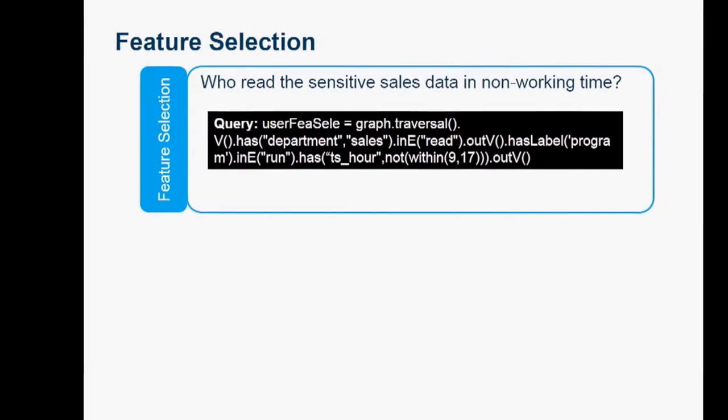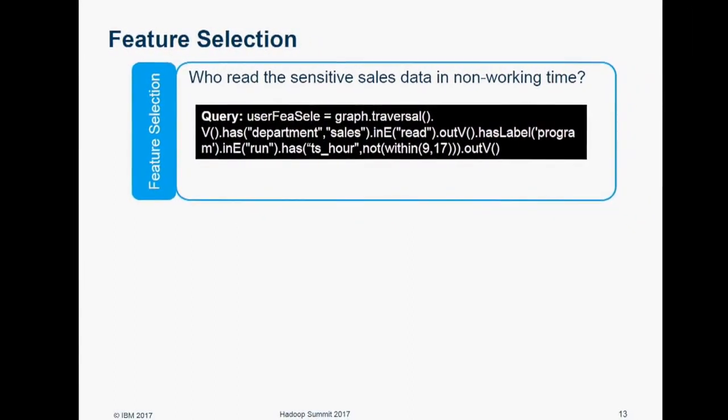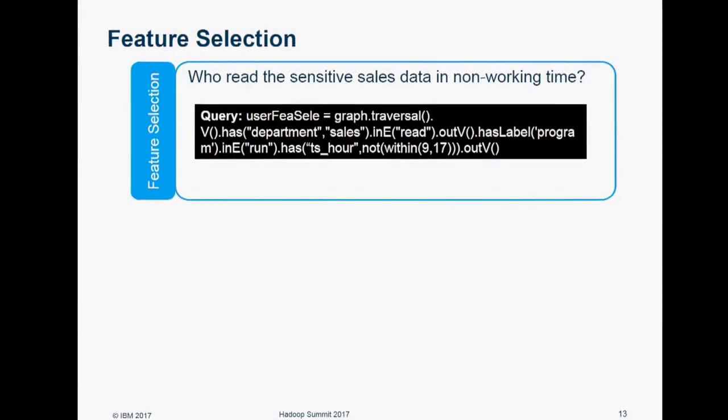So the next step is the feature selection. Based on that model, it's very easy. We can use the query native in the graph to do this. It's an easy query to find who read the sensitive data in non-working time. So we initialize the graph traversal on the vertex where the department is equal to sales, and the in edge is read, and the out vertex has the label program, and then the in edge is run, and has the timestamp hour not between 9 and 17. That is non-working time.